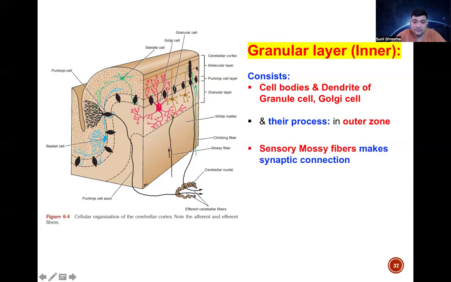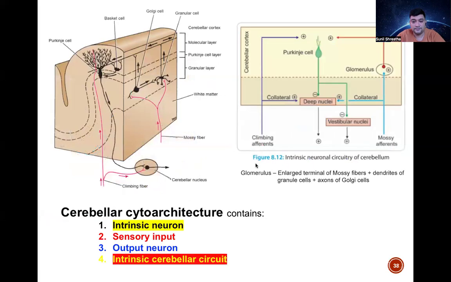And sensory and motor fibers make synaptic connections. Okay, so we know that there are two fibers, the climbing fibers and the motor fibers. If you see, the motor fibers now connect with the processes of the Golgi cell as well as with the granule cell, and they form the glomerulus here in this region. So the glomerulus is nothing but the motor fiber, Golgi cell and granular cell connection.